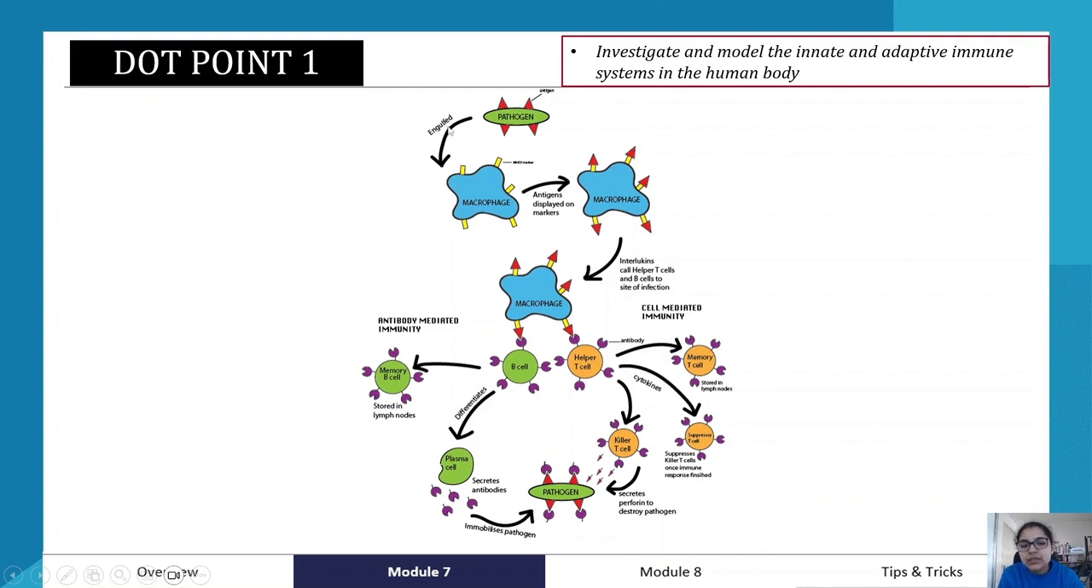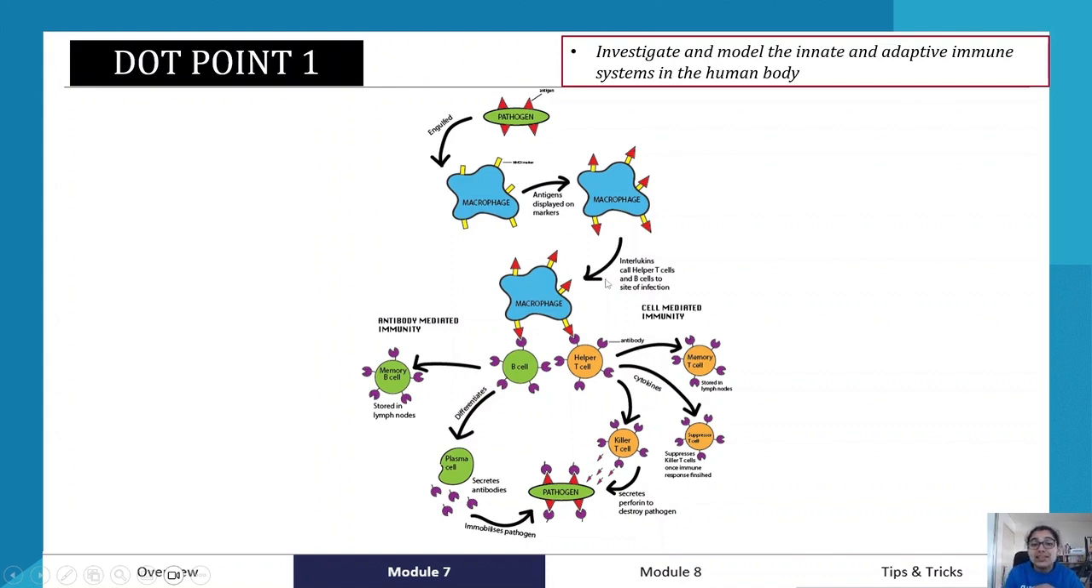Firstly, it is going to be engulfed by a macrophage. Now, a macrophage is going to have something called the HSC receptors, and essentially it is going to display the antigen of the pathogen on its surface. Now, when it displays the antigen on the markers like that, it is then going to call interleukins, helper T and B cells, to the site of infection.